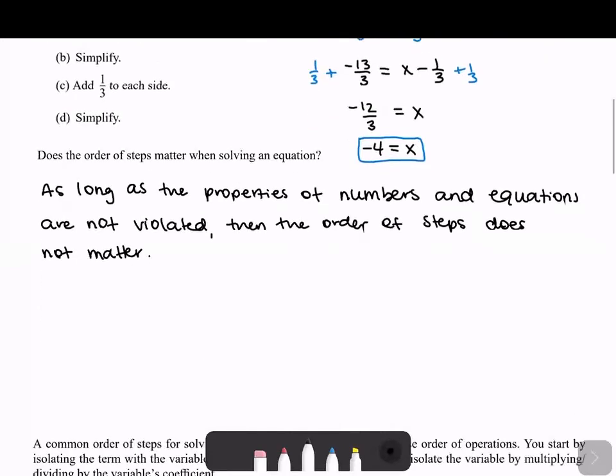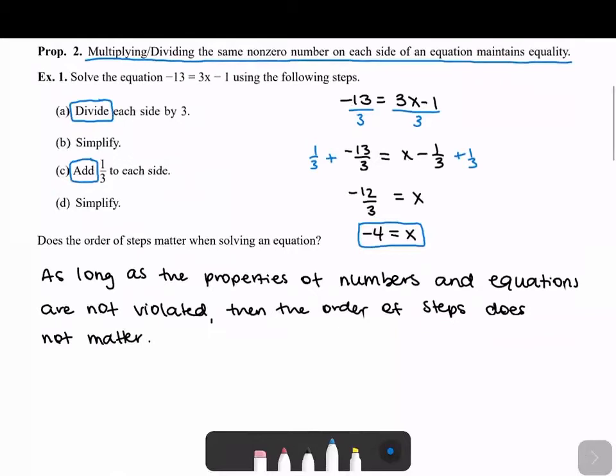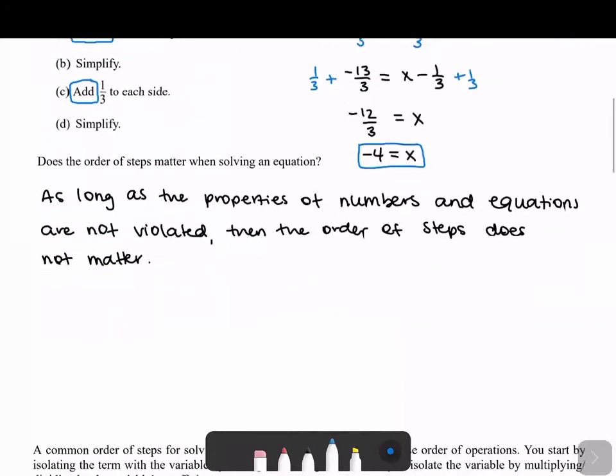What a lot of people typically do, so here we divided first and then we added. Barring the simplifying steps, we divided and then we added. What do we know that follows dividing and then adding? Well, the normal order of operations divides and then adds. So this is what this method did. It divided and then it added, and you can really do them in any order you want.